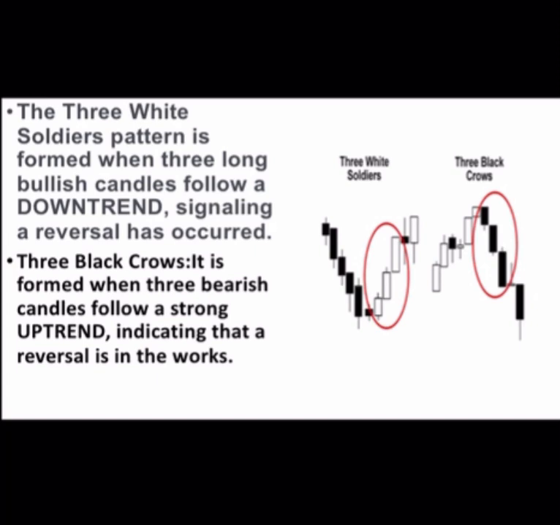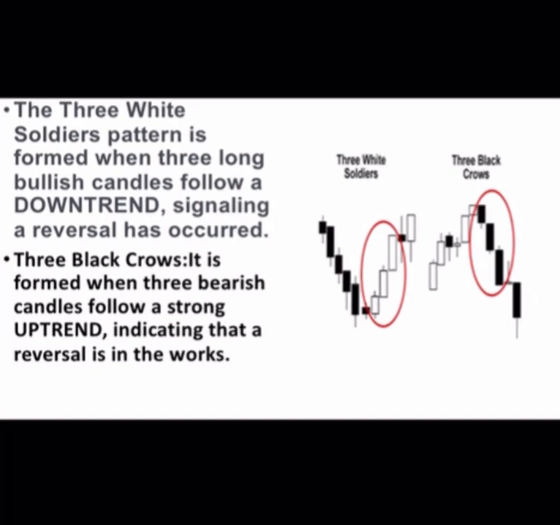The 3 black crows is formed when 3 bearish candles follow a strong uptrend, indicating that there is a reversal in the works. Okay. Now we have explained what the 3 black crows are and what the 3 white soldiers are. The soldiers are for the bullish, while the crows are what? For the bearish. So if you really understood what I just said, take a look at it again closely and you get to understand from the diagram.